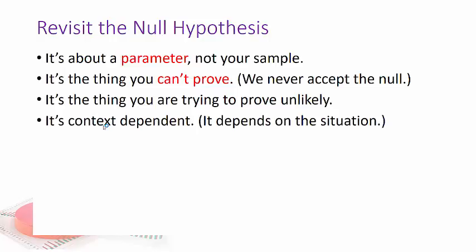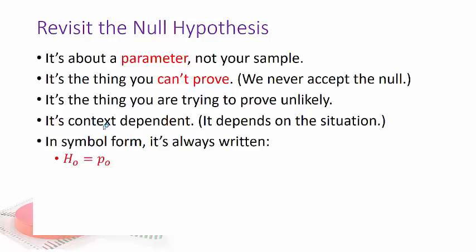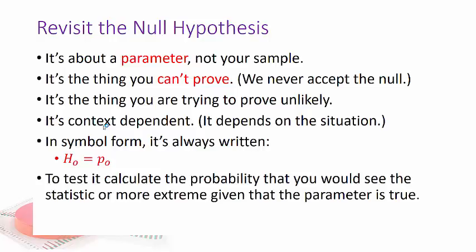It's context dependent, so it depends on the situation. And in symbol form, it's always written as an equality: H naught equals P naught. To test it, calculate the probability that you would see that statistic or more extreme, given that the parameter is true. So what we're going to do is take our sample and say, if P naught is the actual value, what's the probability I would see what I saw just from random variability?